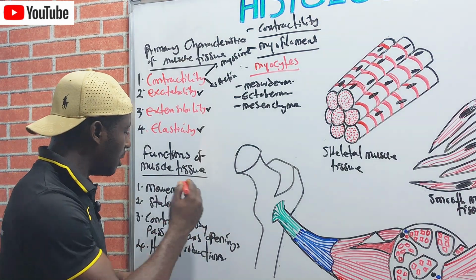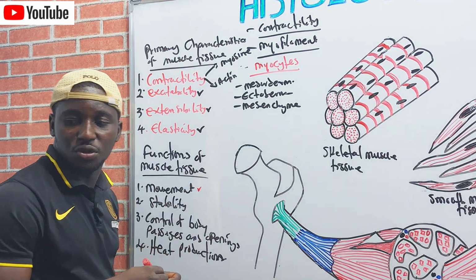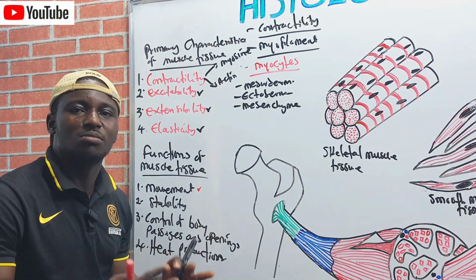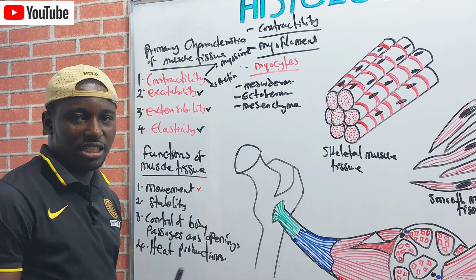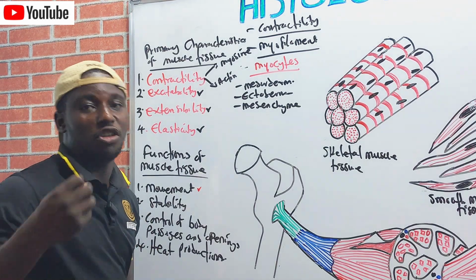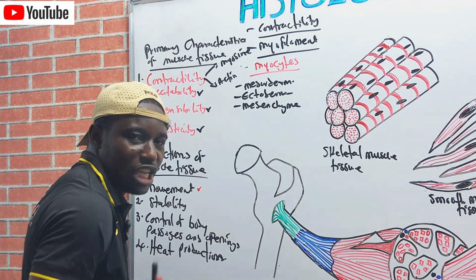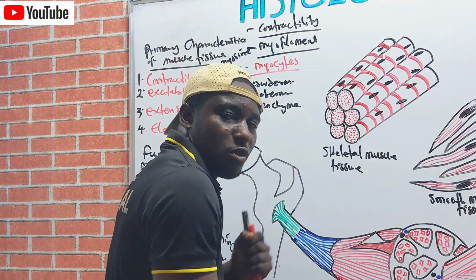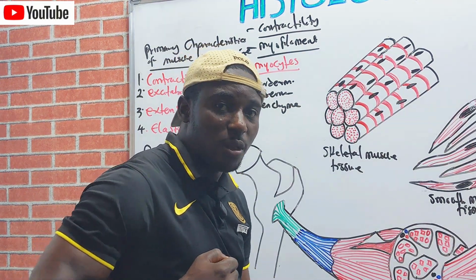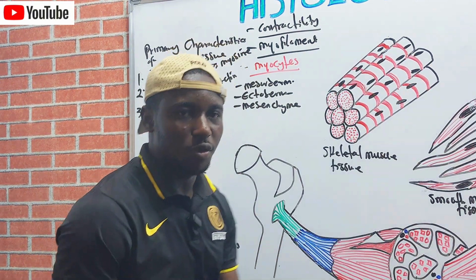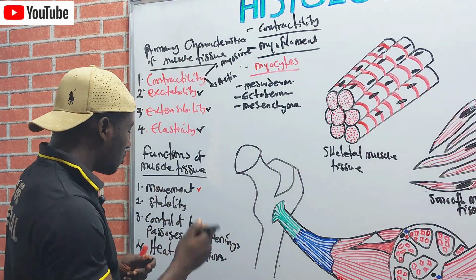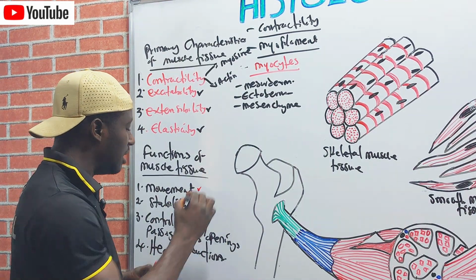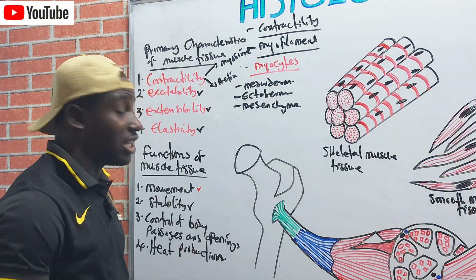Now, in respect to movement, how does the muscle tissue aid in movement? What it does is that it exerts physical force on the bone, thereby making you move. That is how it aids in movement.